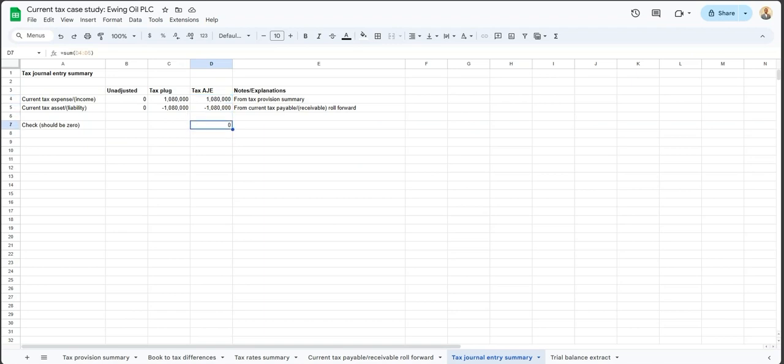This should always be 0. It should always net to 0, because that's double entry. Your debit and credit should equal each other, and that's why you have this check to be sure that it nets to 0. And so this is your final deliverable.